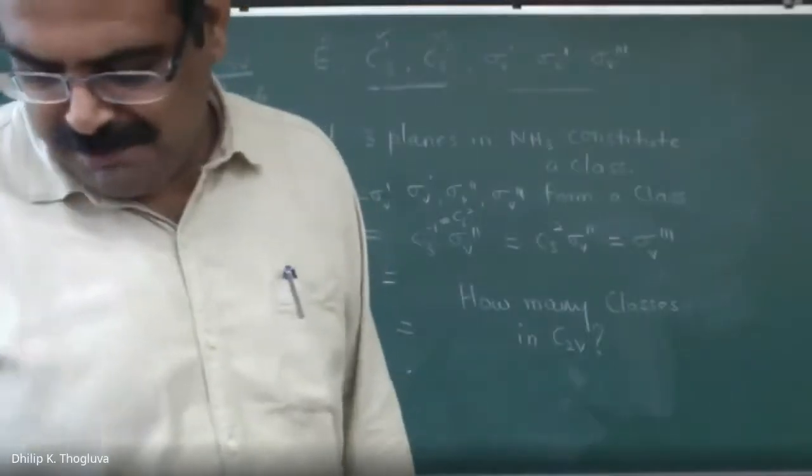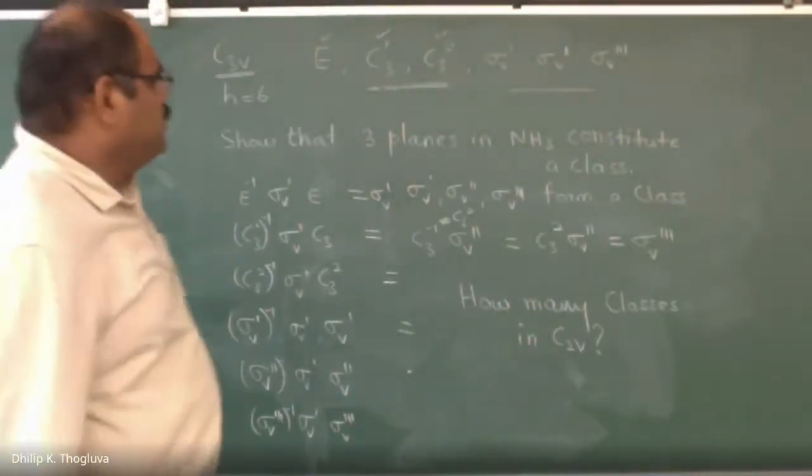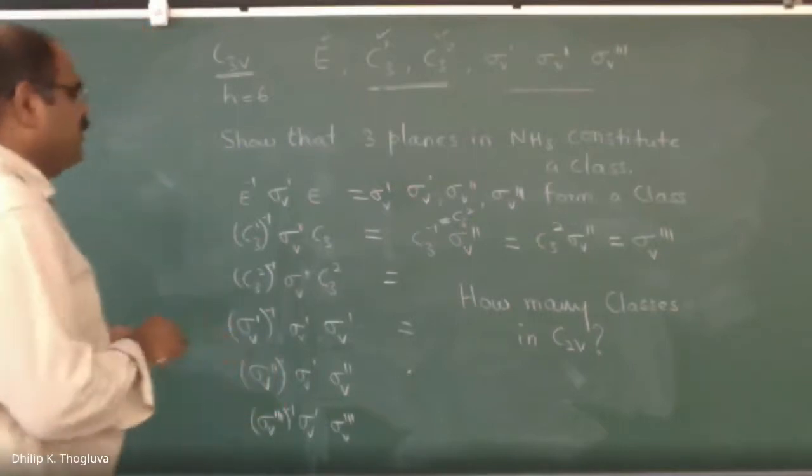Sir, could you please repeat the definition of a class one more time? Class is complete set of elements which are conjugate to each other. It's called as class. So class definition is complete set of elements. I can write it also.